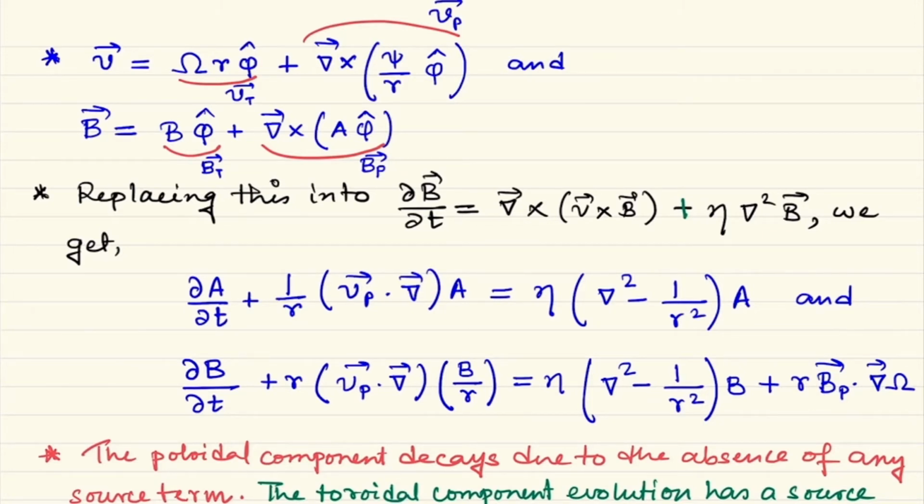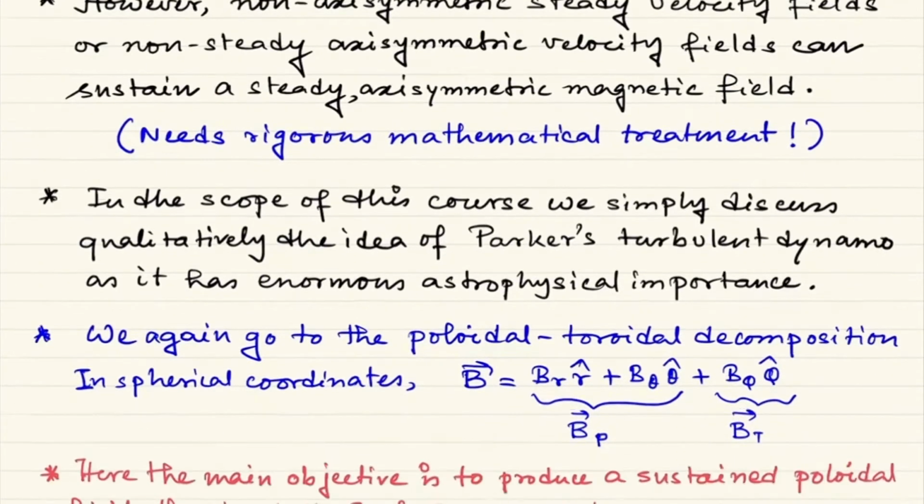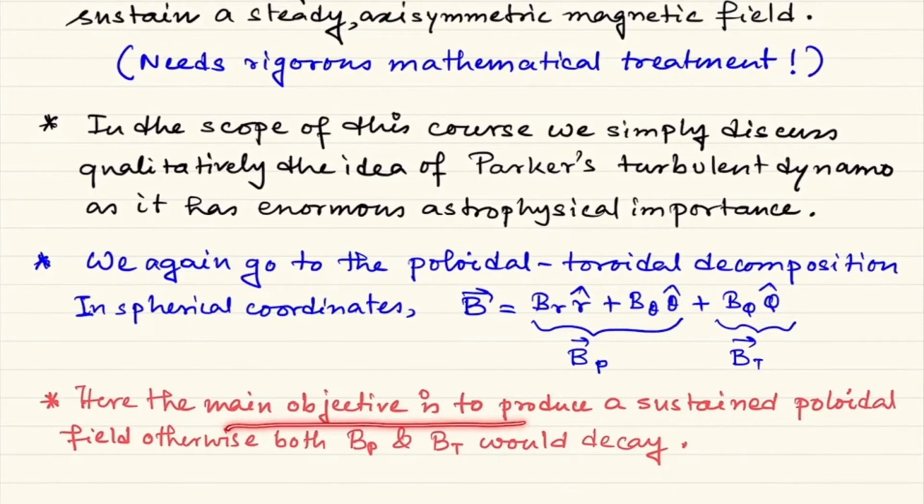We cannot talk about this model here, but roughly the idea is that if in any way we can produce a sustained poloidal field, then poloidal and toroidal can sustain. Otherwise, if the poloidal field is somehow decaying, then the poloidal field would stop, and the toroidal field would also decay in time. Of course, it could continue a bit longer, but finally it would stop.